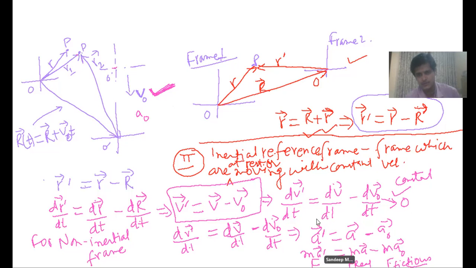So I can write F on the particle with respect to the second frame will be F real minus F fictitious. So in this way, we can see that those frames which are actually accelerating with respect to another frame are called non-inertial frames.